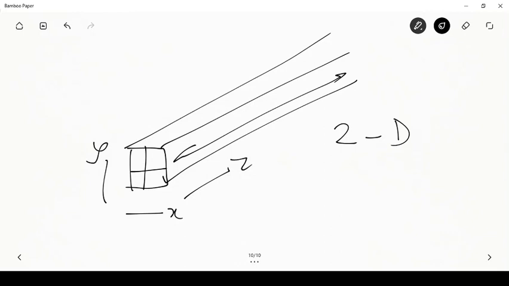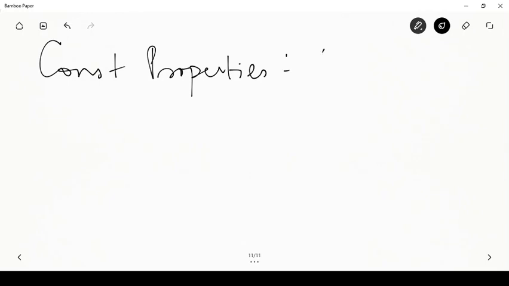So if I have constant properties, which means K, rho, Cv are constant. Constant meaning they don't vary with x, y, z or t, or for that matter they don't vary with the temperature. Right? Then you would have the governing equation that was written in this page.